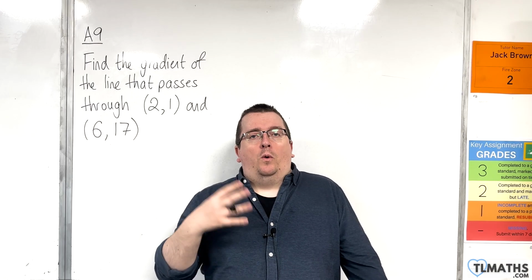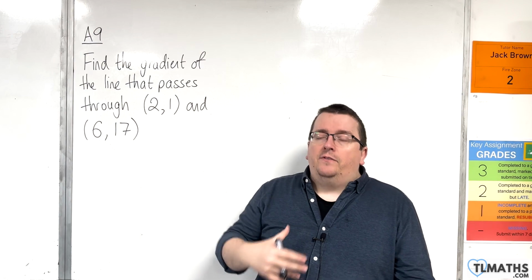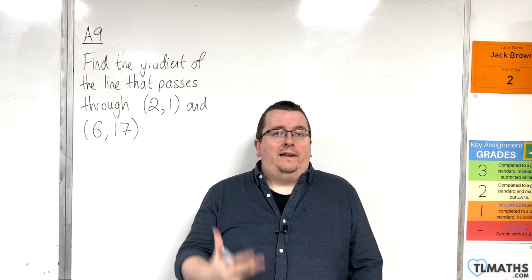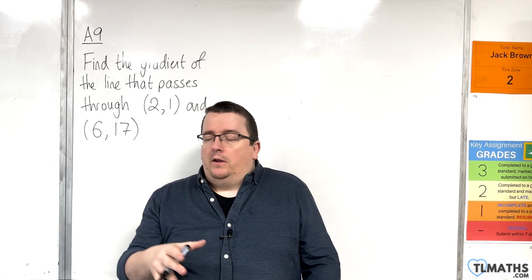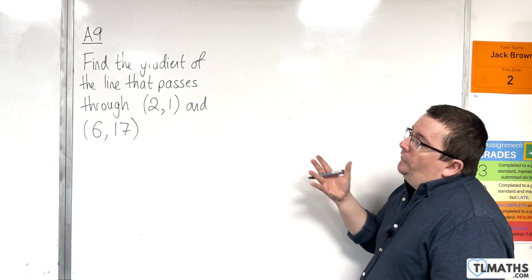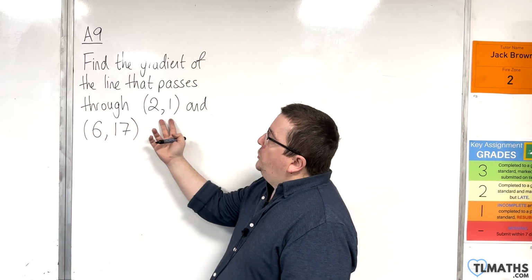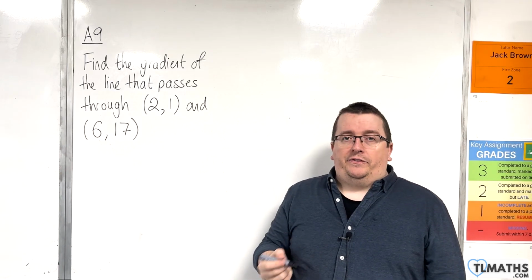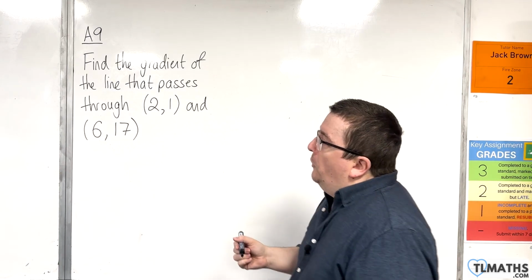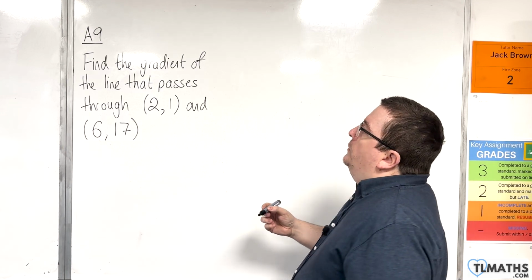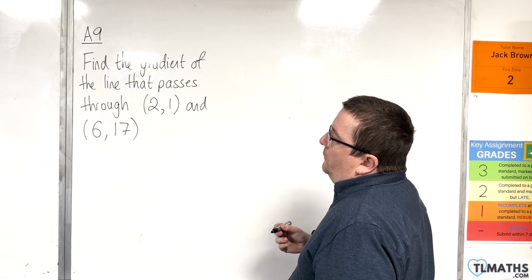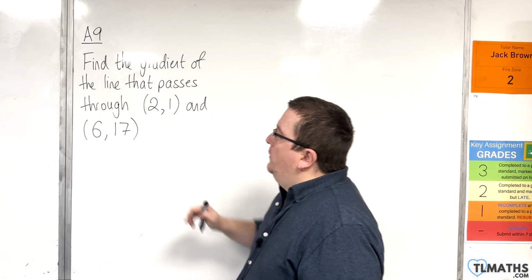So in this video, I want to introduce you to finding the gradient of a line, knowing that it goes through 2 points. So let's say we wanted to find the gradient of the line that passes through (2, 1) and (6, 17). Okay, so first of all, it would probably be a good idea to visualize it. So let's draw a diagram of this. So these 2 points, (2, 1) and (6, 17).